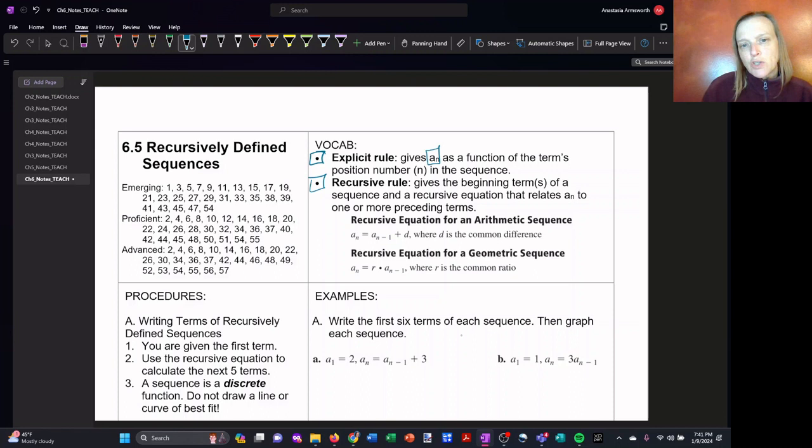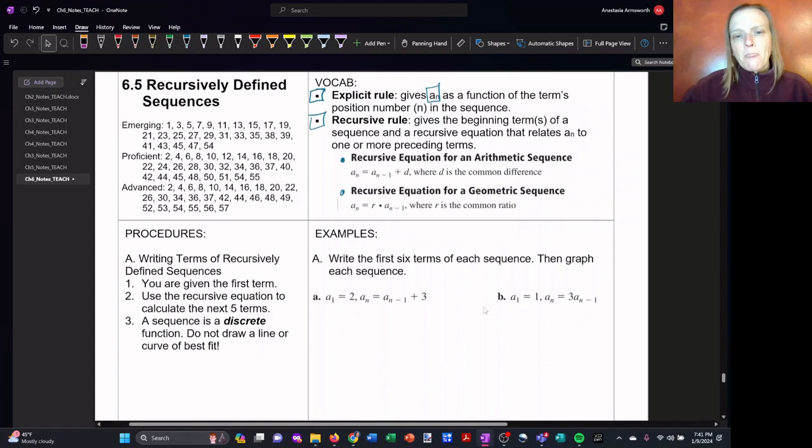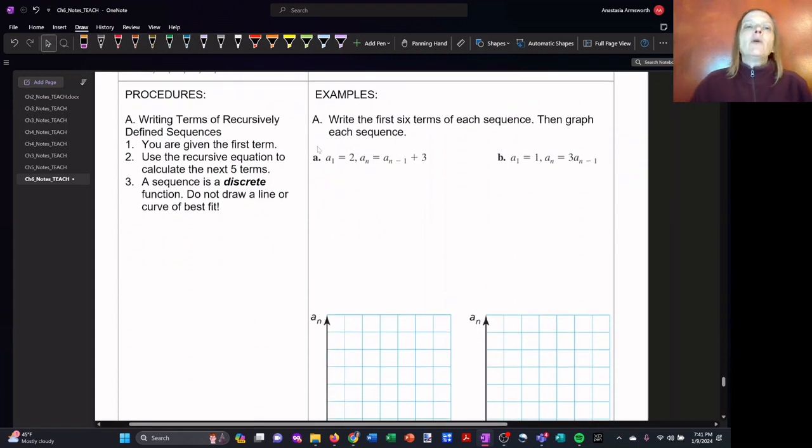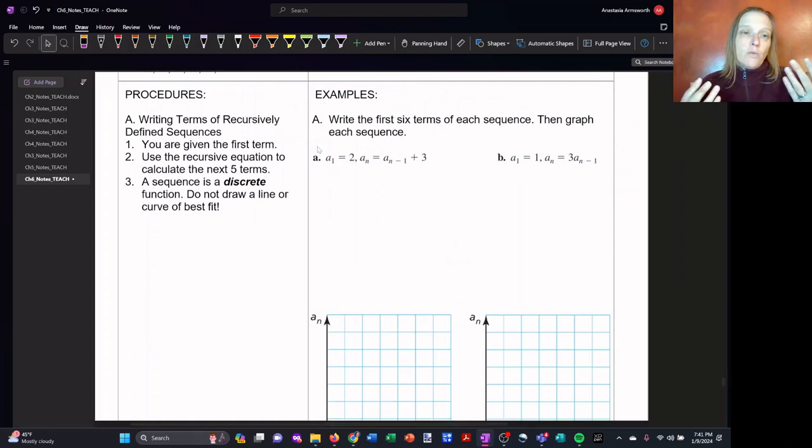There are two recursive equations we're going to be using, one for arithmetic sequences, one for geometric sequences. And we'll also look at recursive rules for sequences that are neither arithmetic nor geometric. That's really where recursive rules can be especially helpful, for sequences that don't fall under one of these two categories. So, how do we use a recursive rule to figure out what a sequence is?